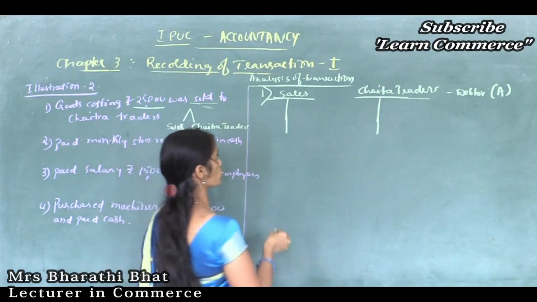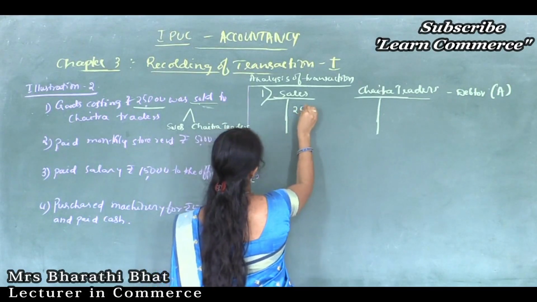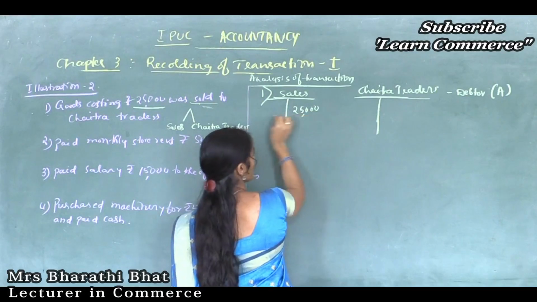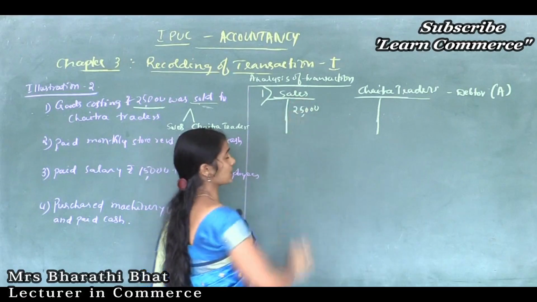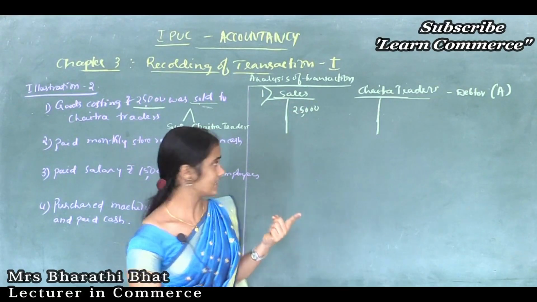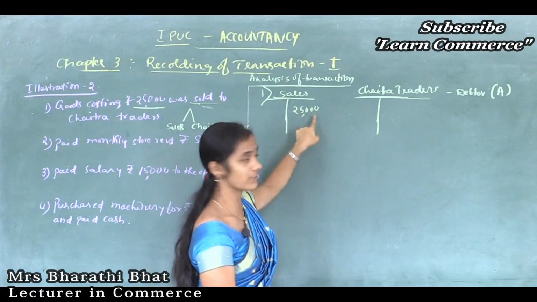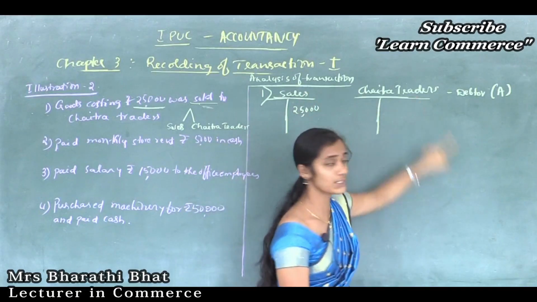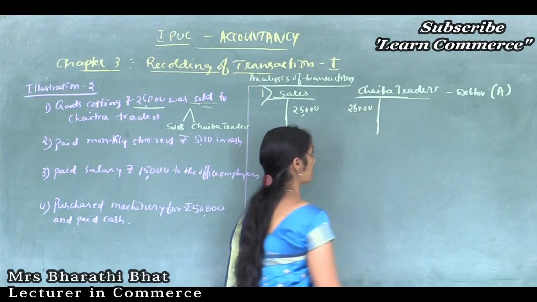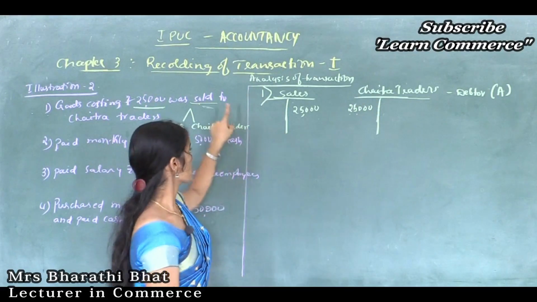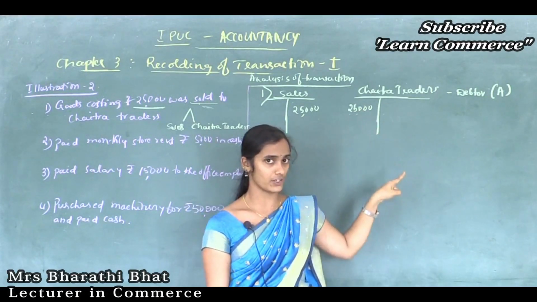So increases in revenue is to be credited. How much is credited here? 25,000. Credit here, debit here, debit here, credit here, like that. Don't be confused. Increases in revenue is to be credited and increases in asset is to be debited. 25,000 is debited here. So Chaitra Trader is considered a debtor of the organization.